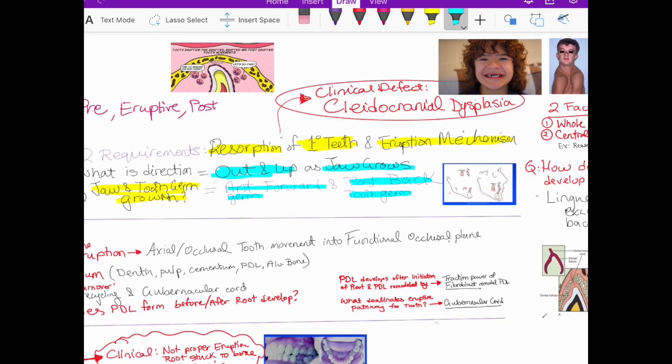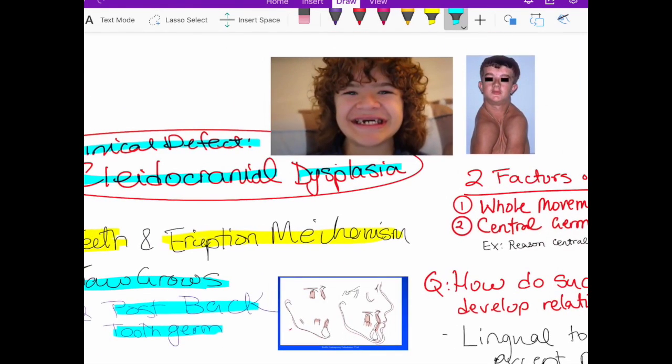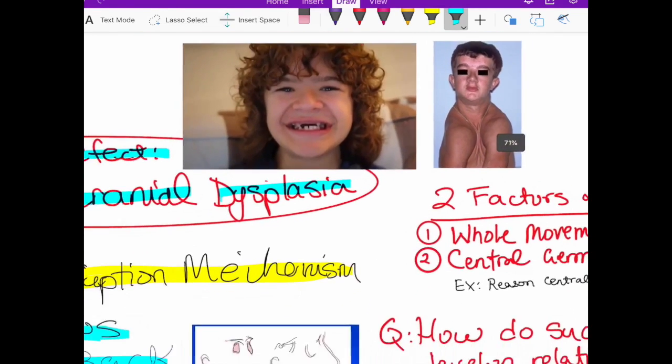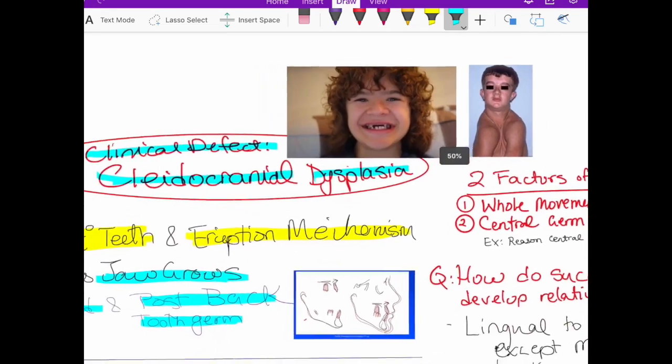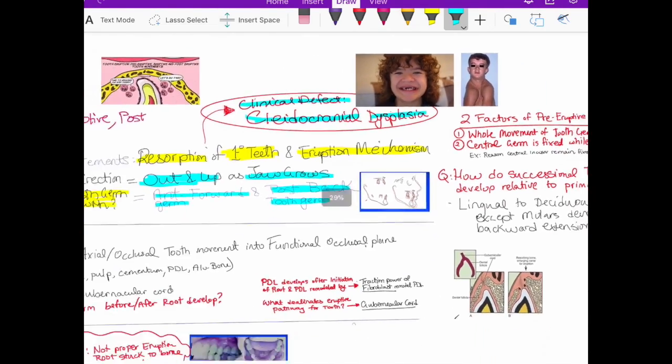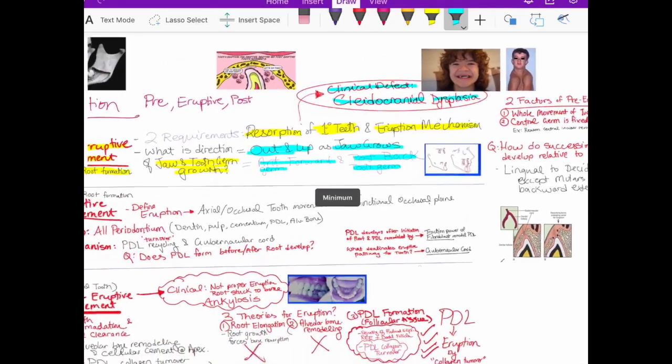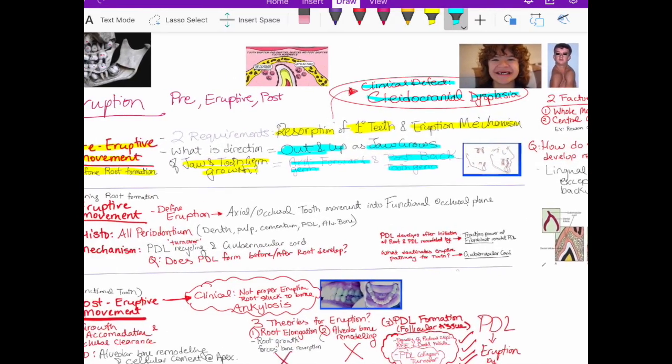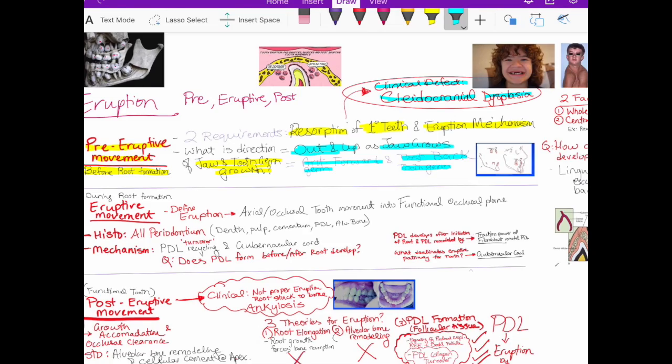The clinical application that you can have with this is that if there's not a resorption of the primary baby teeth, the defect that we get is called cleidocranial dysplasia. And here you can see the guy from Stranger Things. So you have missing teeth, or you have resorption of the baby teeth. You also have this clavicle that comes together, narrowing of the shoulders. So this is just a basic example of cleidocranial dysplasia that can happen because of the pre-eruptive mechanism.